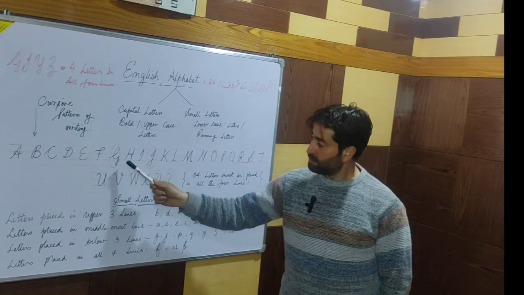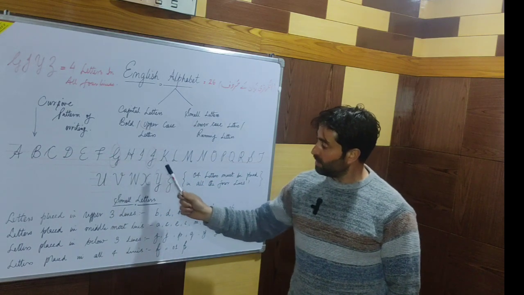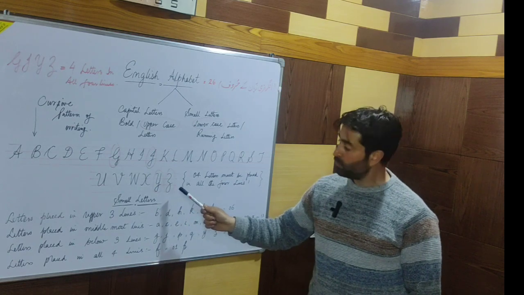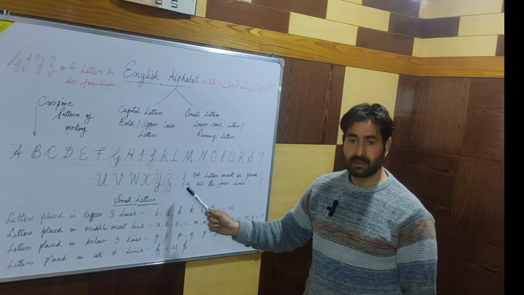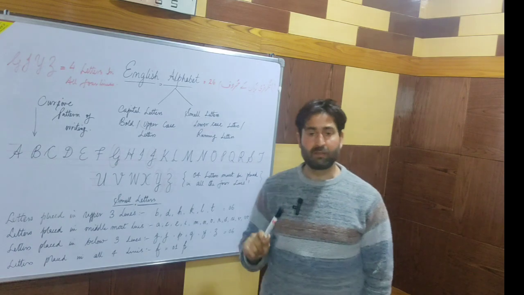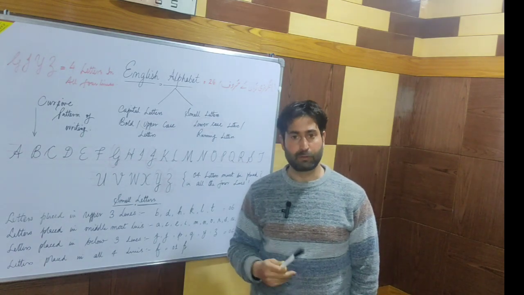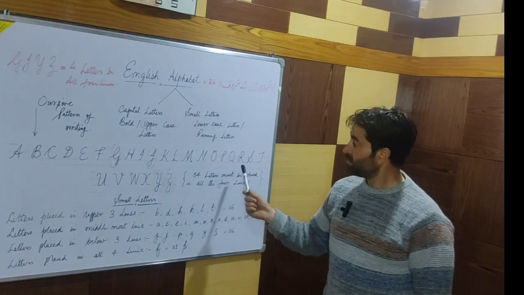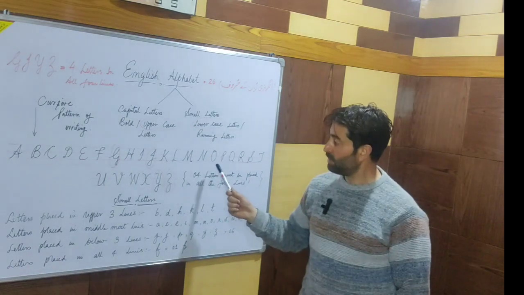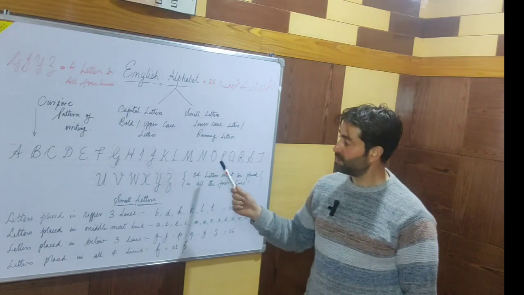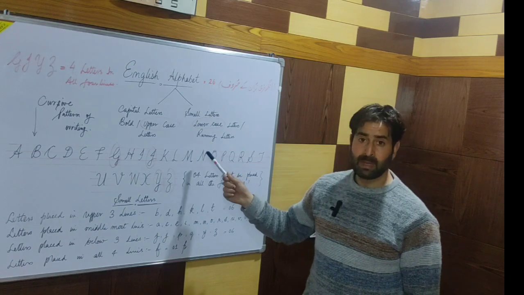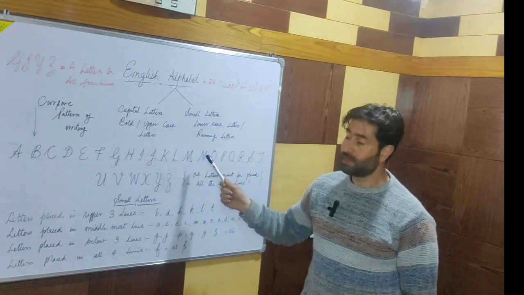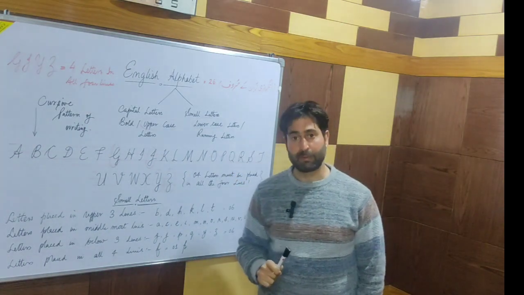And what we can see is like G, J, Y and Z. These 4 letters are always placed in the entire 4 lines of the format. And the rest 22 letters of the uppercase in terms of cursive capital letters, they're always placed in the upper 3 lines of the 4-line format.